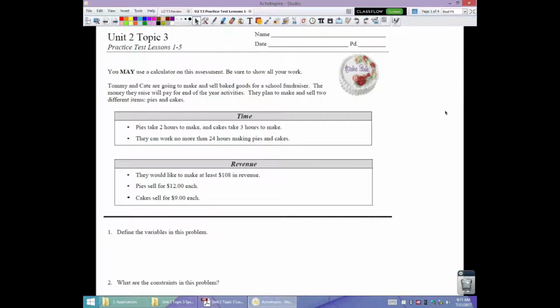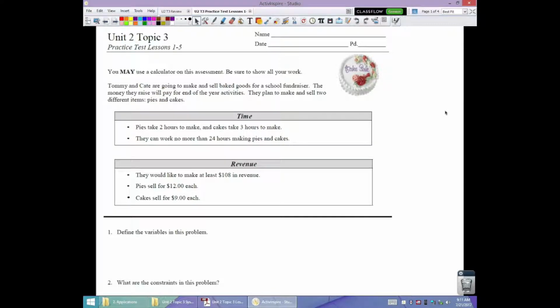Okay, so we're getting ready for an assessment here on the first 5 lessons of Unit 2, Topic 3, on our systems of equations and inequalities. So we have Tommy and Kate going to make and sell some baked goods here. They're going to make pies and they're going to make cakes.